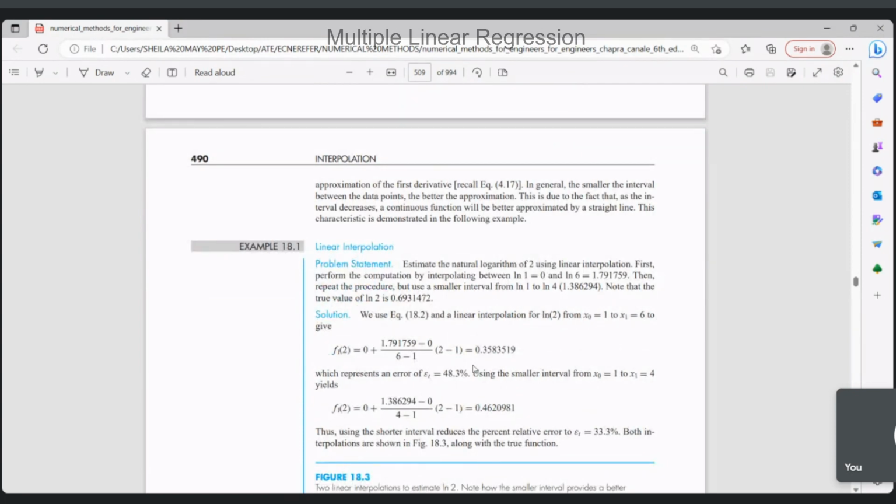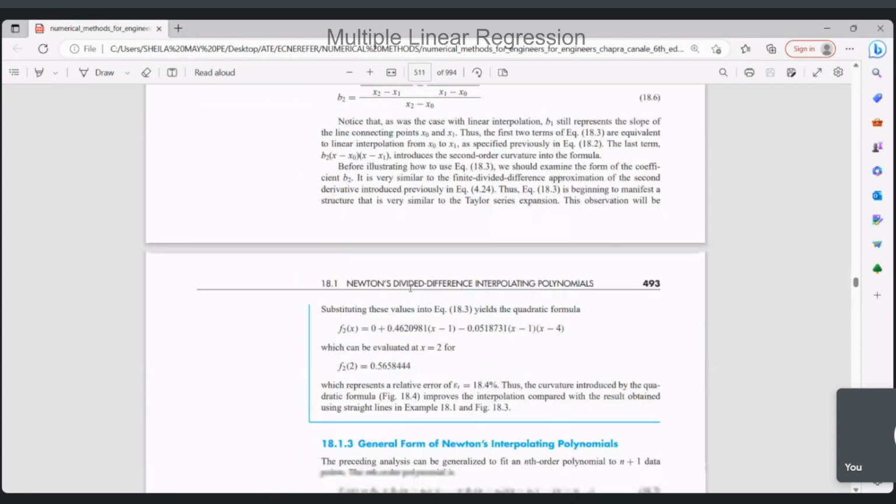Estimate the natural logarithm of 2, natural logarithm class, so that's ln, using linear interpolation. First, perform the computation by interpolating between ln 1 equals 0 and ln 6 equals 1.791759. Then repeat the procedure but use a smaller interval from ln 1 to ln 4. And ln 4 is equivalent to 1.386294.